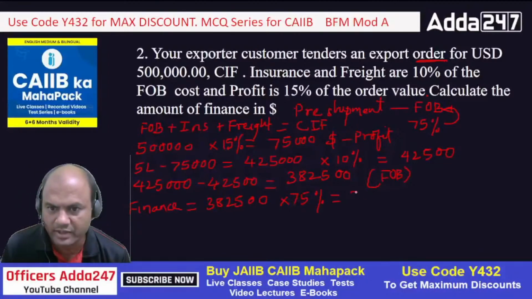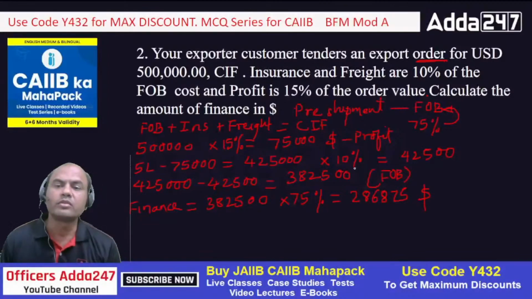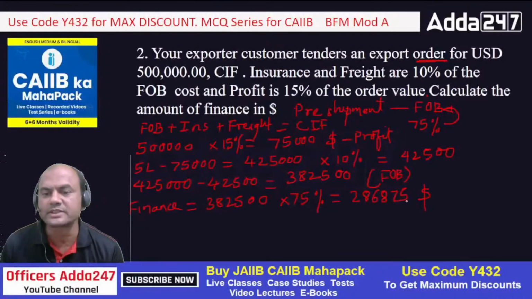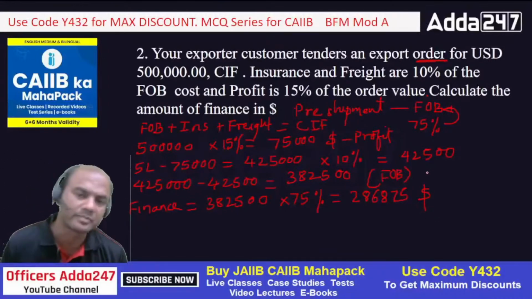Everyone, let me see. Yeah, 286,875. Okay, this much in dollars is the amount of finance. So calculate the amount of finance in dollars. So that is 286,875. This much finance I'll do to that person.